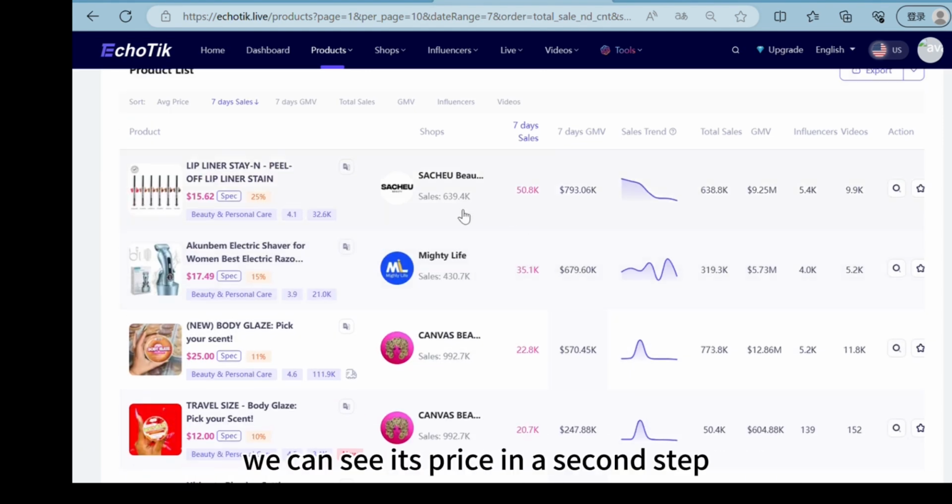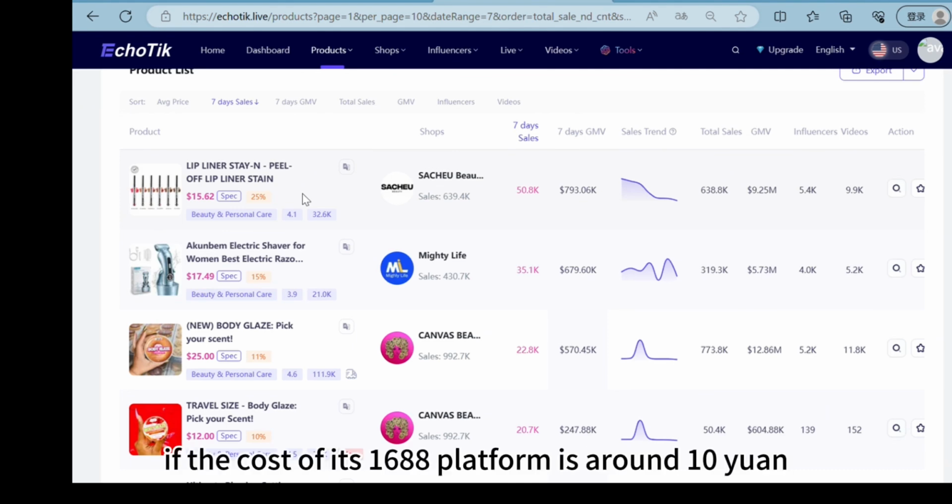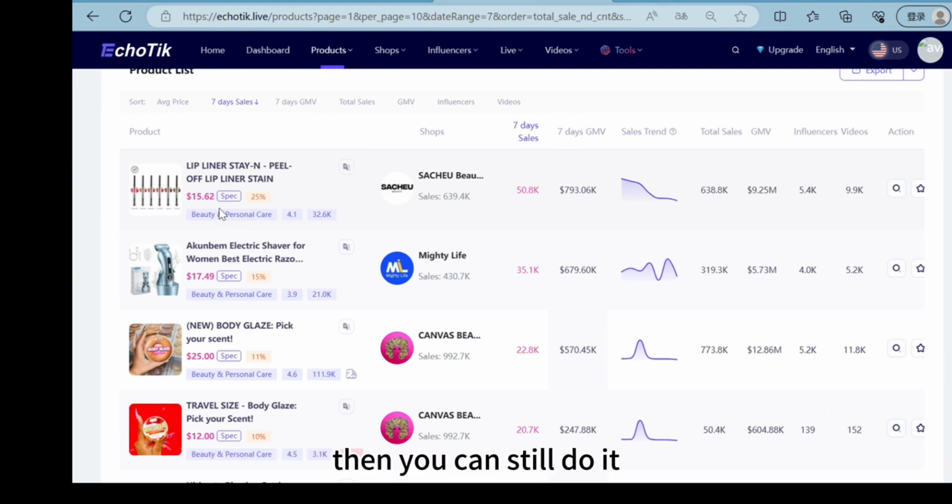We can see its price in the second step. After seeing its price, you can go and compare it with the cost on the 1688 platform. For example, for this product, if the cost on 1688 is around 10 yuan, then you can still do it, because it has this price advantage.